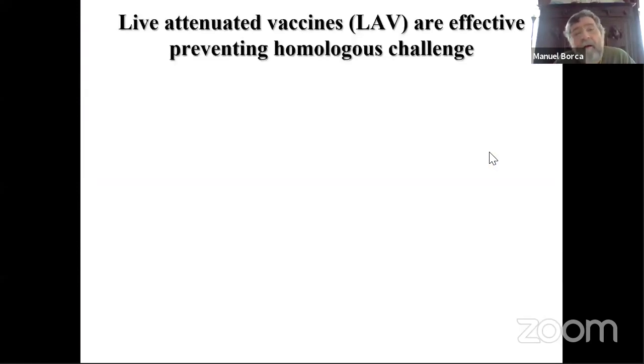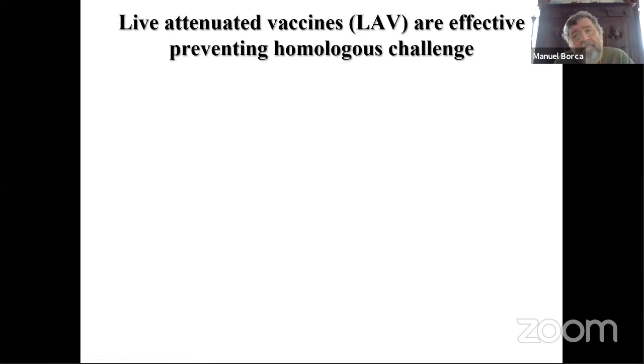Okay, sorry. If there is anything that everybody working in vaccine development in African swine fever agrees on, it is that animals inoculated with live attenuated strains of viruses are protected against the challenge, at least with the homologous isolate. The point here is how we produce those live attenuated vaccines.